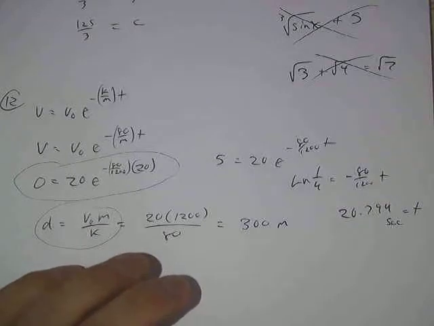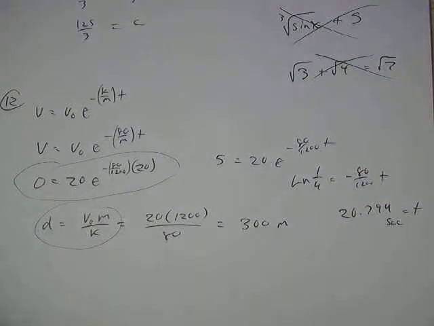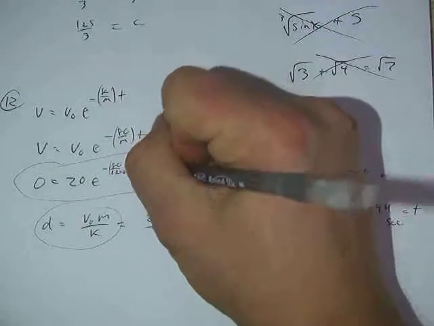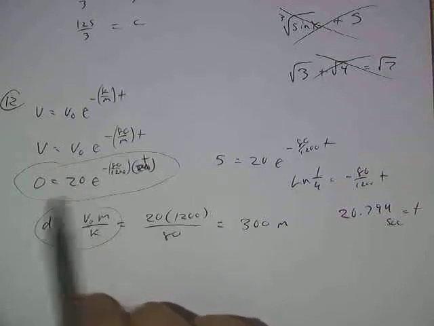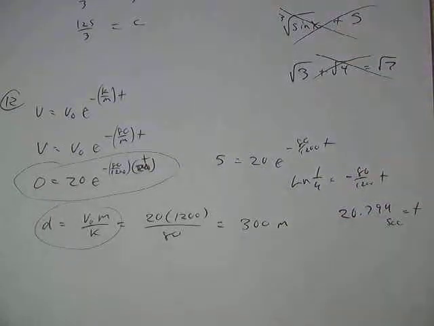So ultimately, we get a quarter over here. And we take the natural log of both sides, and we get negative 80 over 1200 t. So if we do the math on that, divided by negative 80 over 1200, we get 20.794 seconds for t.